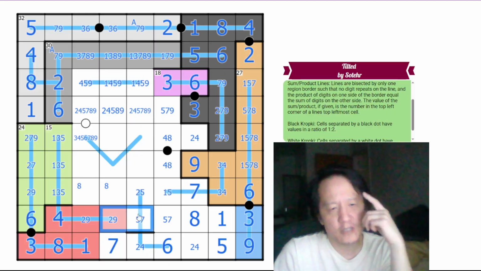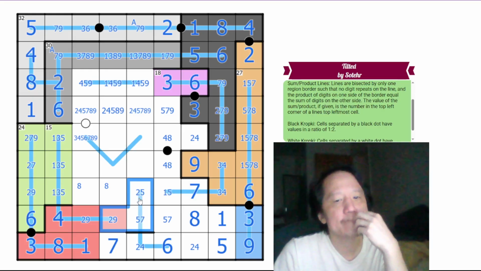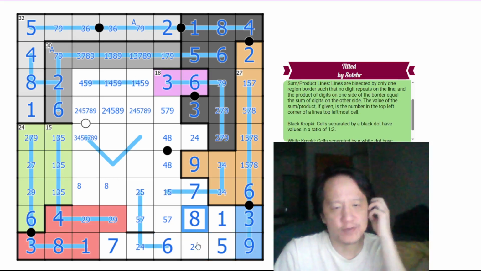If it goes to here, it would extend to here, right? This blue needs access to an 8. Can it ever not have this 8? And I think the answer is no.